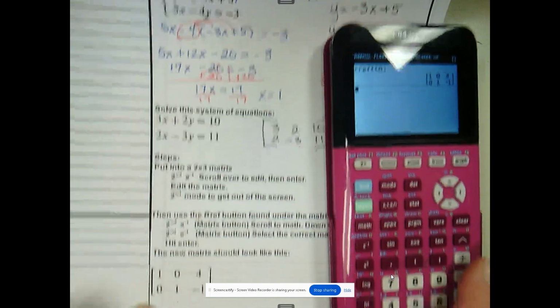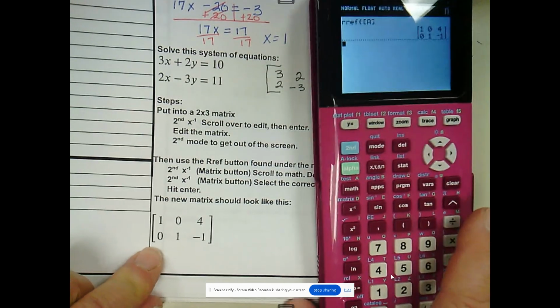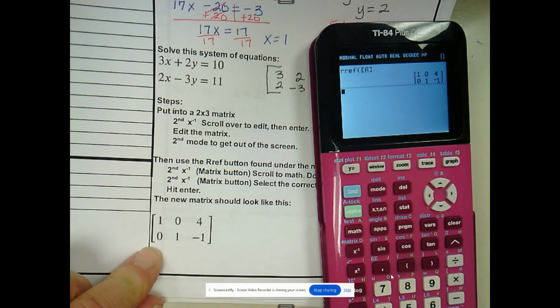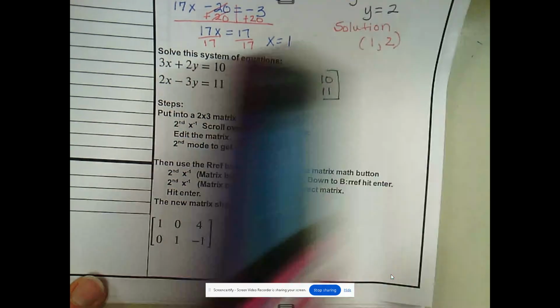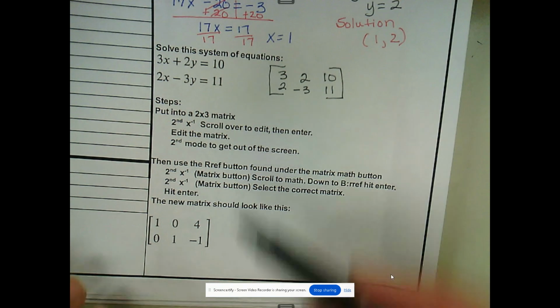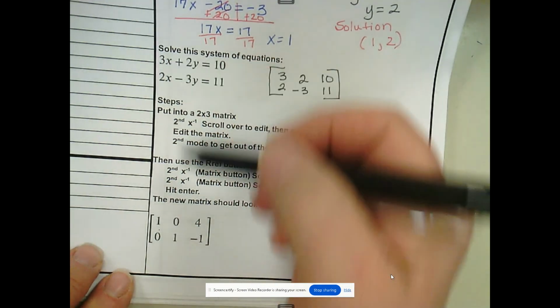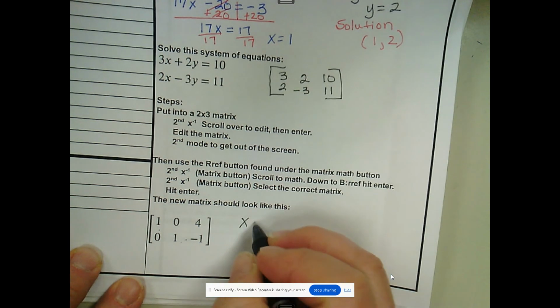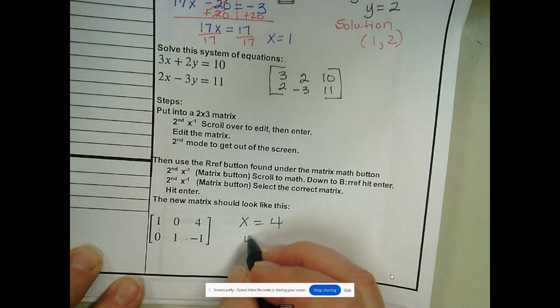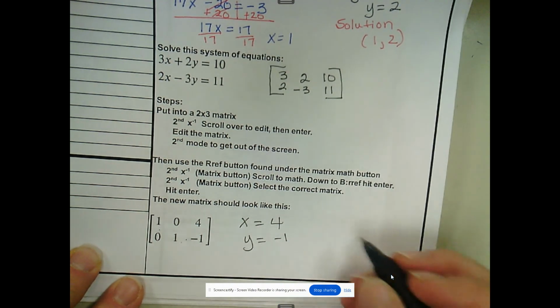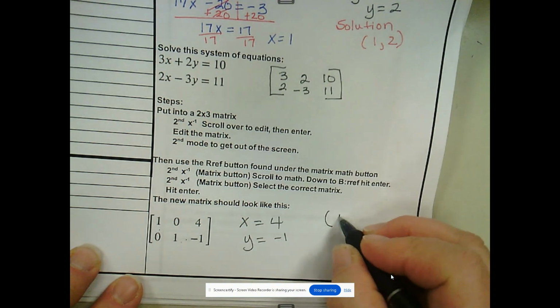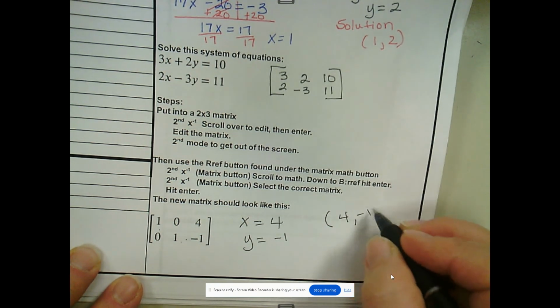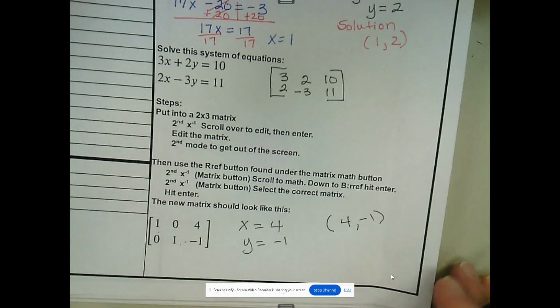This is the matrix you get. This is what it tells you. If you notice, X is the first number, Y is the second one. So it tells me that X is equal to 4 and Y is equal to -1. So the solution will be 4, -1. It's that point of intersection.